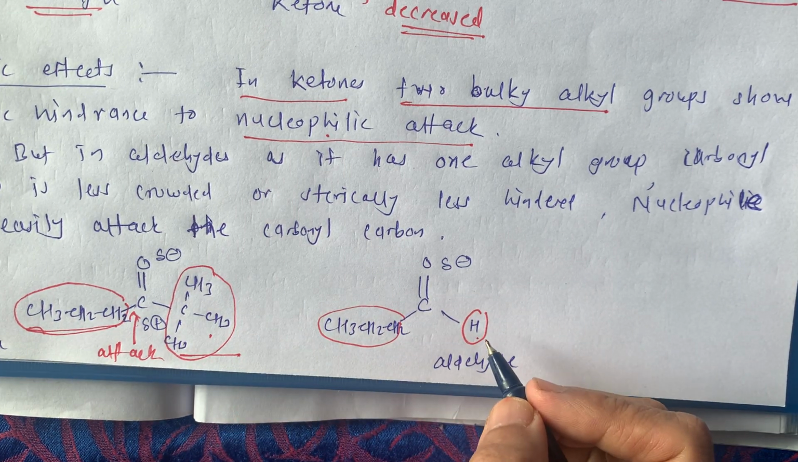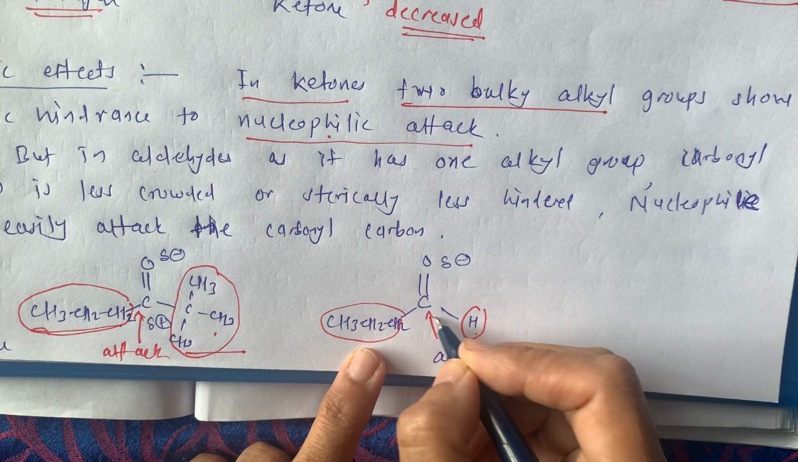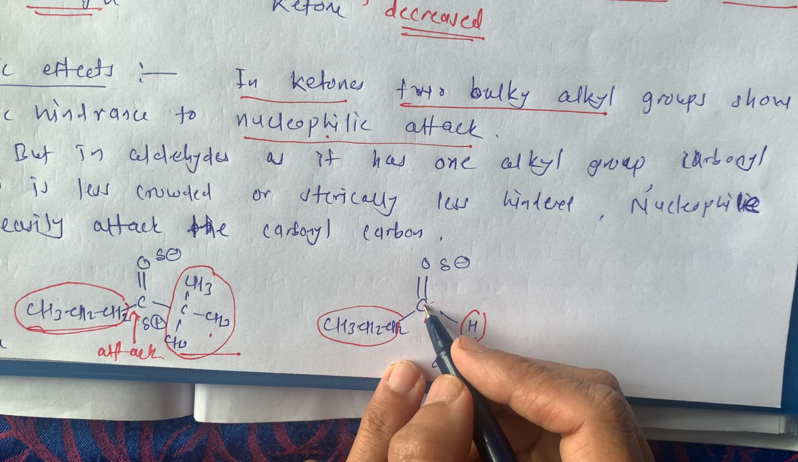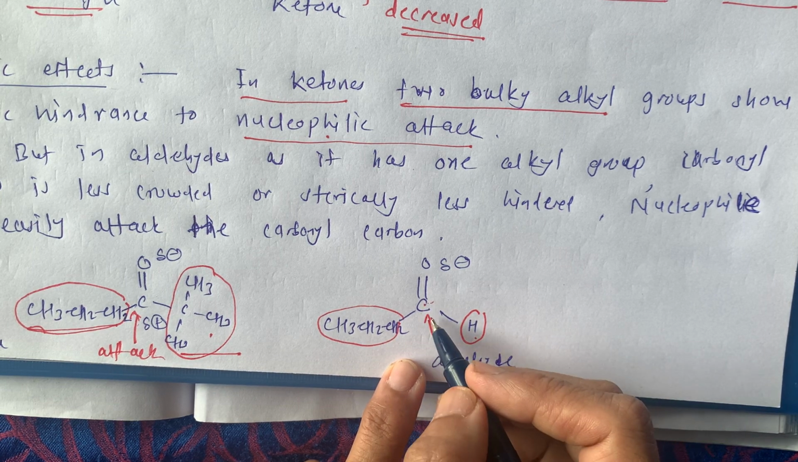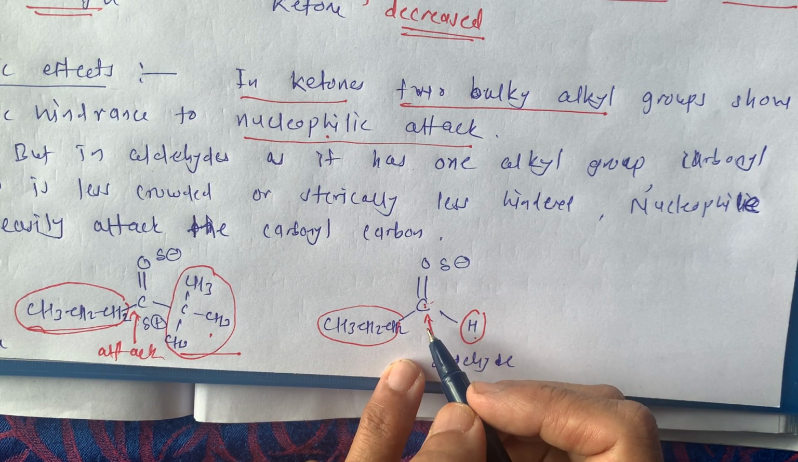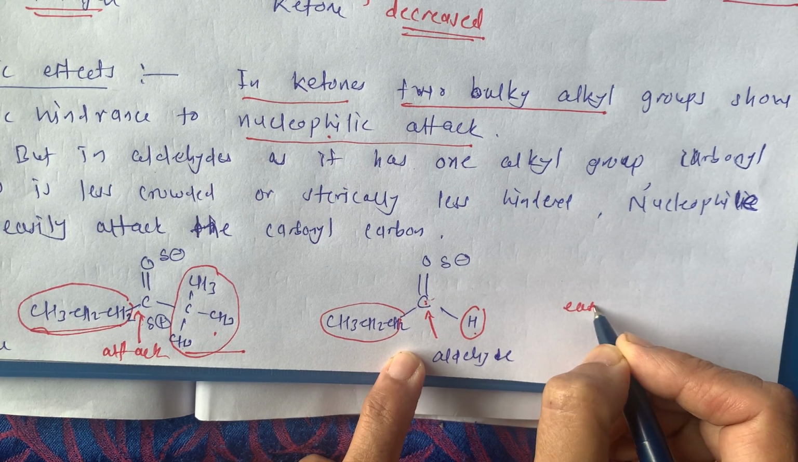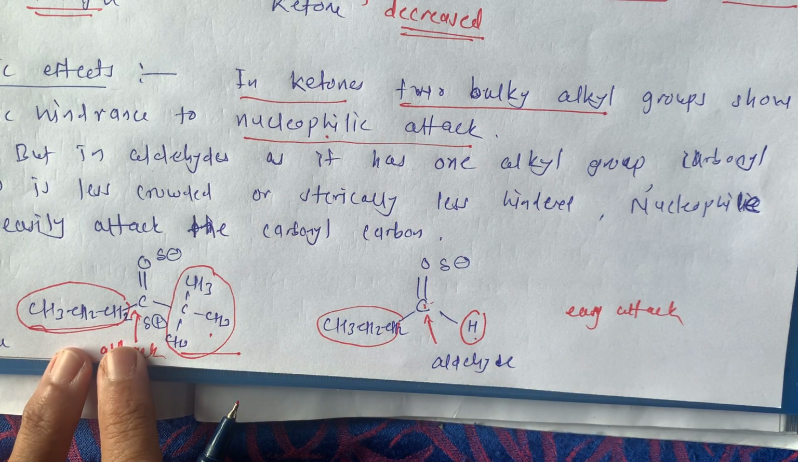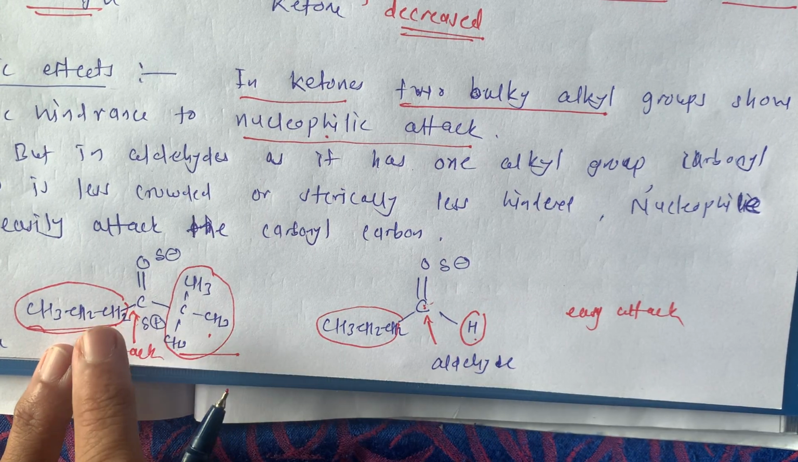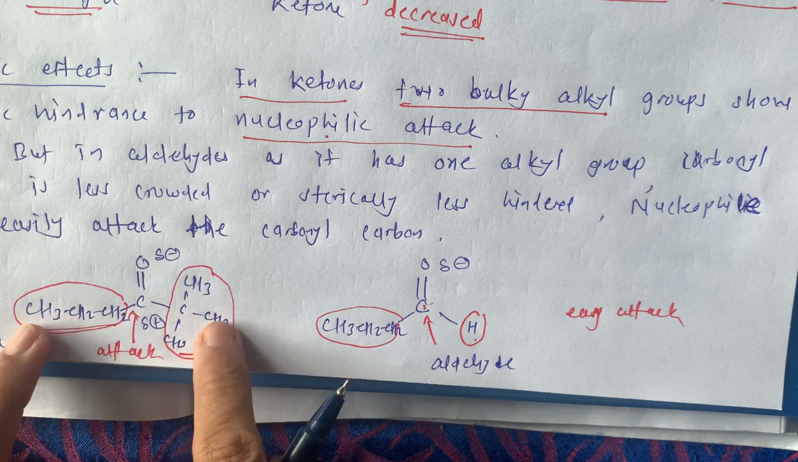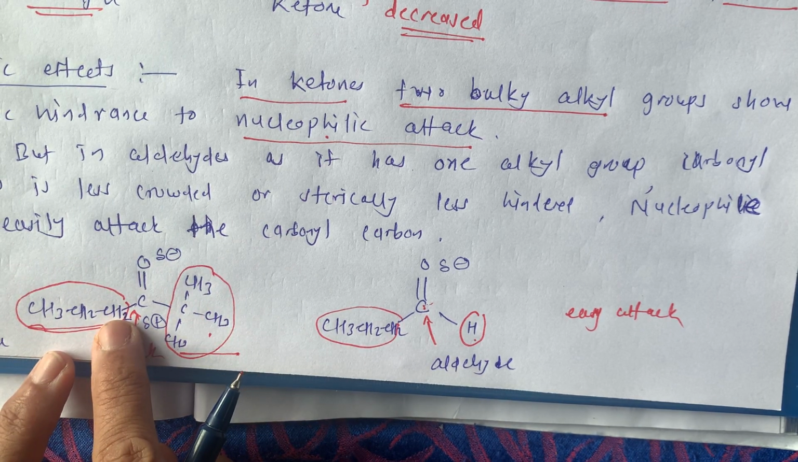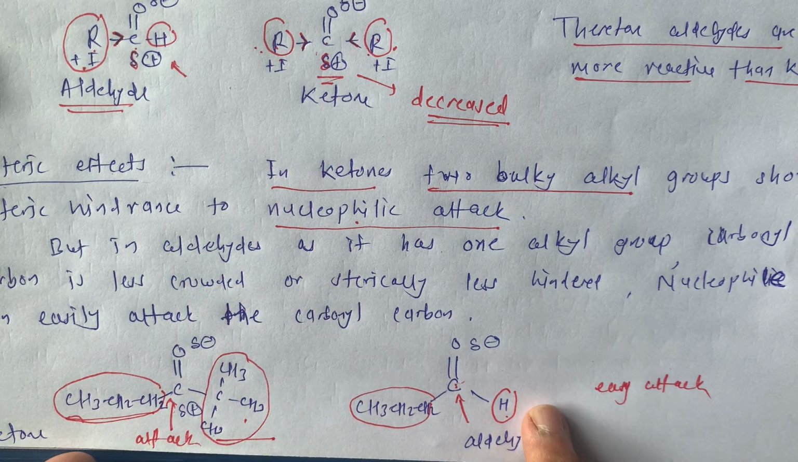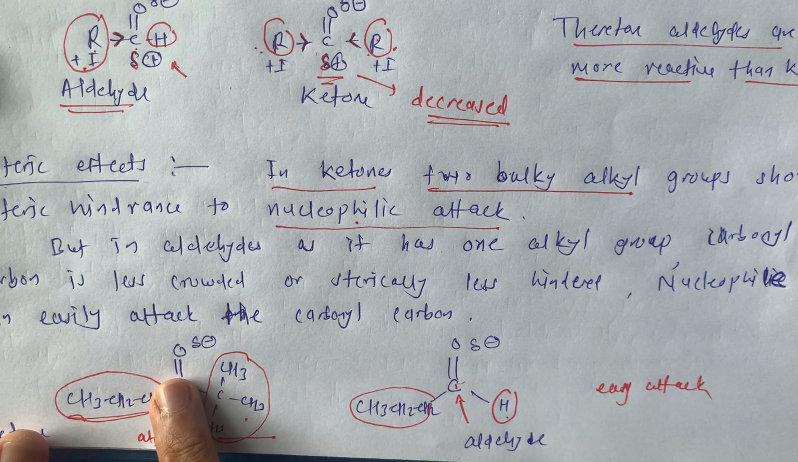As there is less steric hindrance, attack here is quite possible. Nucleophile can attack on this carbonyl carbon very easily. Easy attack. While here, as compared to this, there is more steric hindrance, more bulky groups, so it is not easy. And that's why aldehydes are more reactive than ketones.